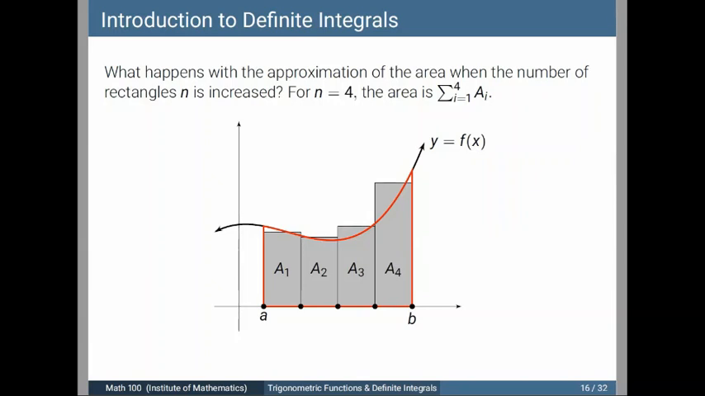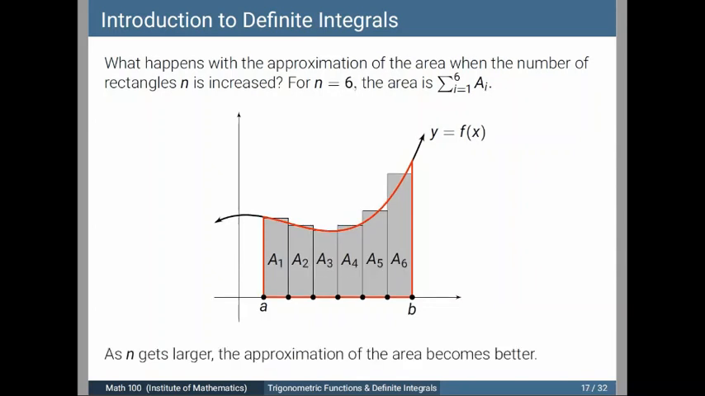Now, for n equals 4, where we have 4 rectangles instead of just 3, we can see that the approximation is given by A1 plus A2 plus A3 plus A4. This approximation is more accurate than when n equals 3, since A3 and A4 now have less excess in the area. Now, let's see what happens when n equals 6. Here, the approximation is even better, meaning there is way less excess in the areas. So it appears that as n, the number of rectangles, gets larger, the approximation becomes better, and the width of each rectangle becomes smaller.